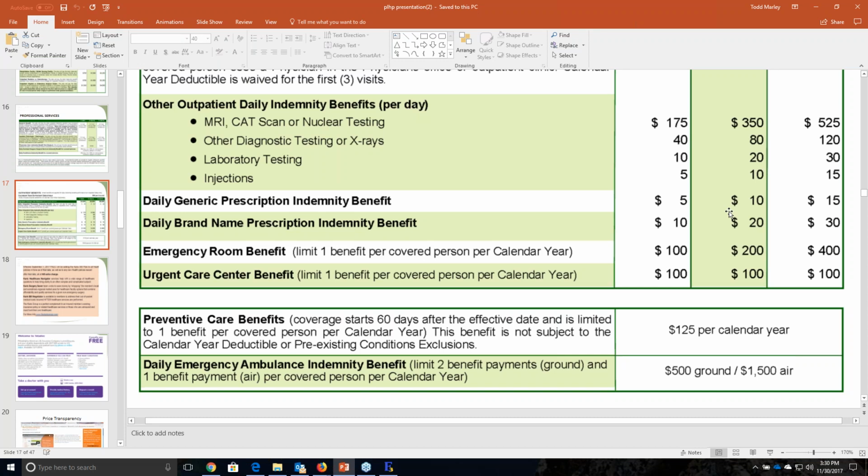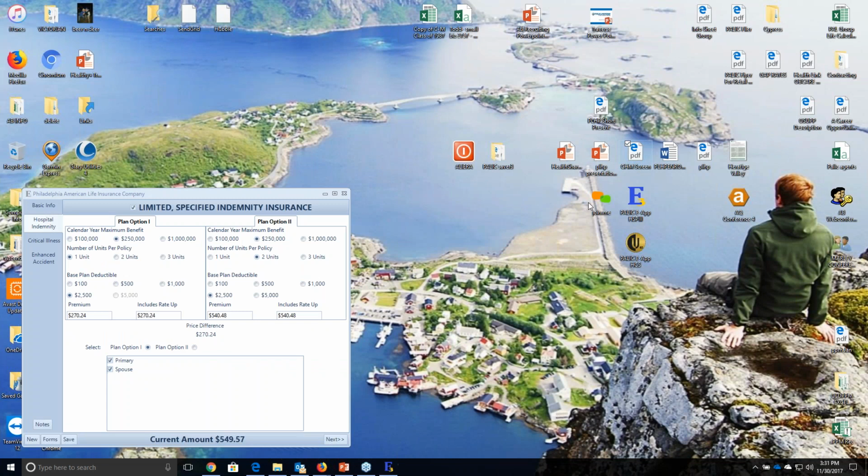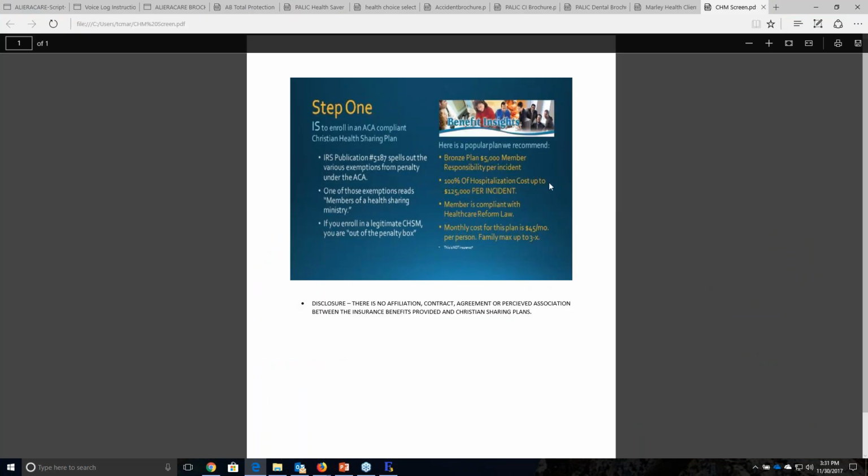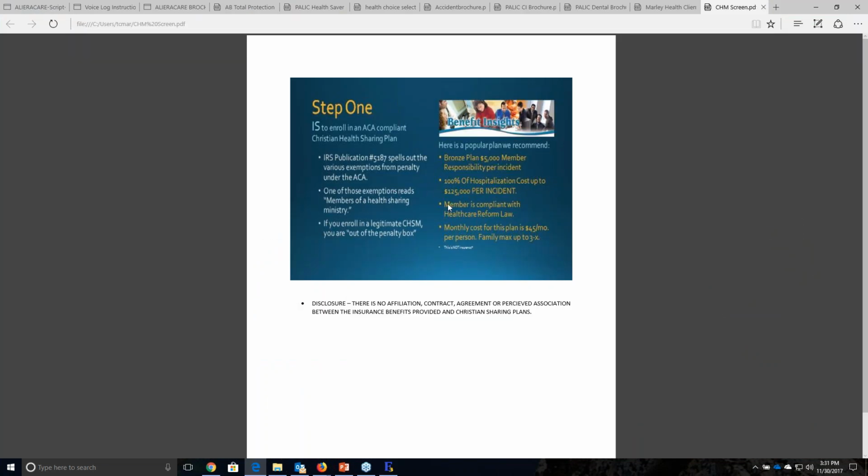Okay. Have some other questions, and they all stem from the $5,000 per incident, $125,000 for the Christian Health Share Ministry. Can you talk a little bit about that? Sure. All right. So the way the Christian ministry works, pull up that screen, right, is that you have 100% of hospitalization or surgical costs up to $125,000 per incident, right? So that's not per person per year, it's per incident. And it has a $5,000 personal responsibility per incident.